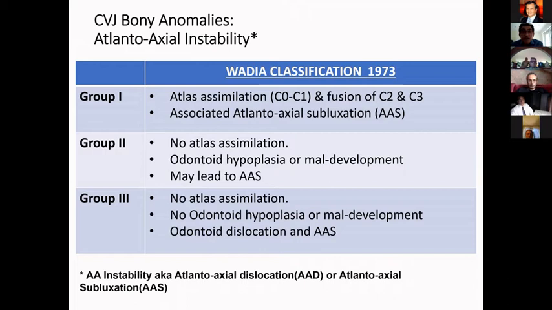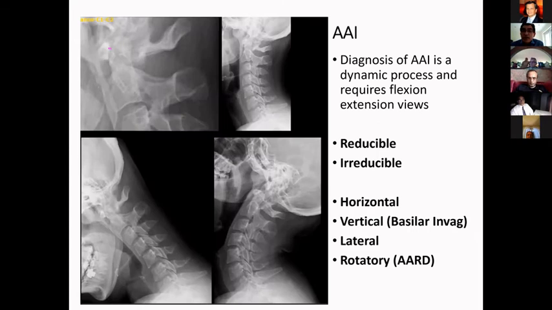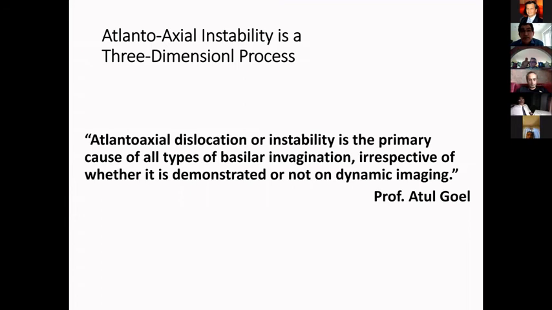You know very much what atlanto-axial instability is. I'm not going to spend too much time with this, but what I wanted to show you is that you need to consider the various types of instability. Horizontal, vertical, and particularly for us, rotatory, okay? So when you look at this, you have to think of, although we look at two-dimensional images, the instability is actually a three-dimensional process. And I'm always reminded about what Professor Goel said, that atlanto-axial dislocation instability is the primary cause of all types of basilar invagination. And I would agree with that.